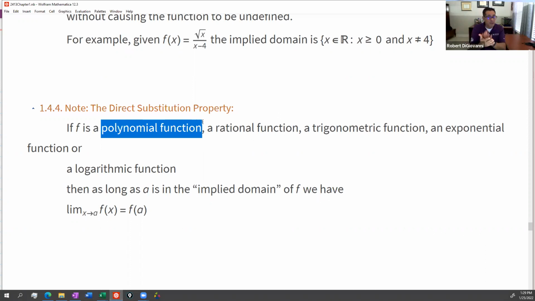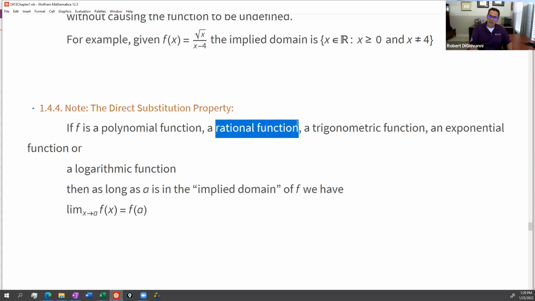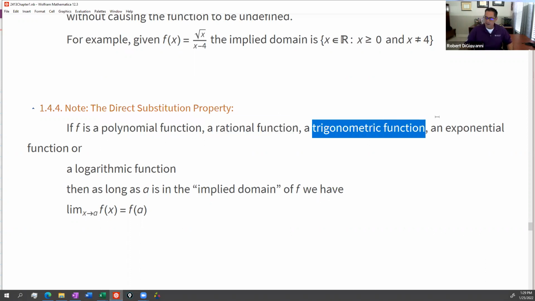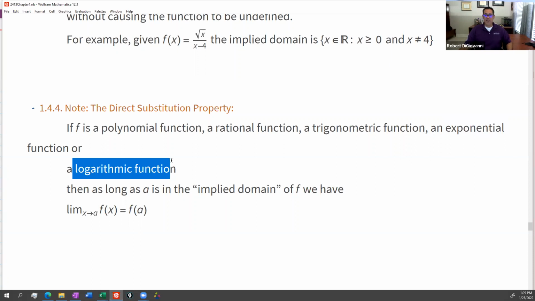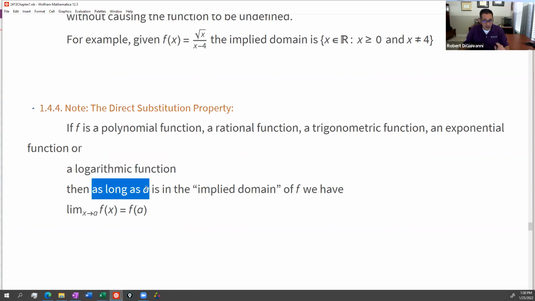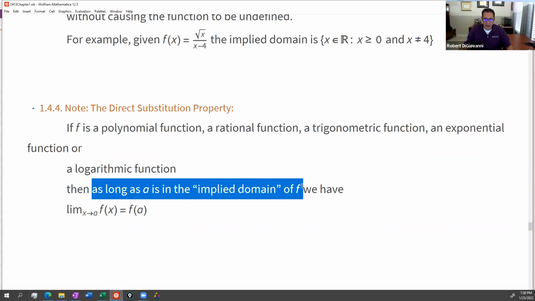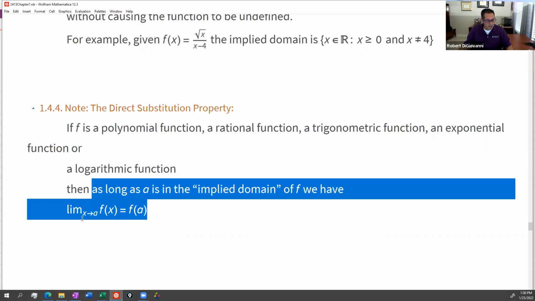All those functions. So if your function happens to be a polynomial function or a rational function, that's another type of function you studied in college algebra, or a trigonometric function, oh, you studied those in pre-cal, or an exponential function, oh, you studied those in college algebra, or a logarithmic function. Basically almost all the functions you've ever studied, right? If f happens to be one of those, this property says that as long as a is in the implied domain of the function, we have that the limit as x approaches a of f of x equals f of a.